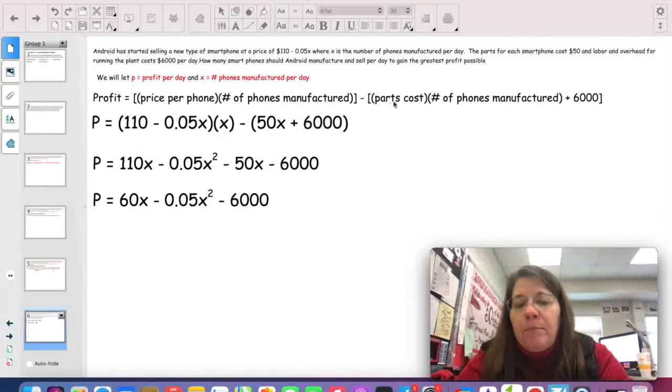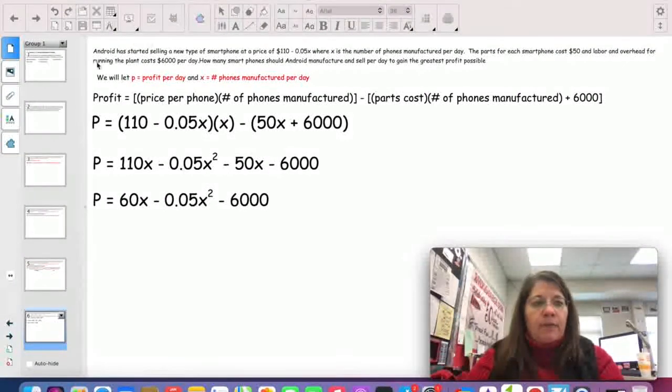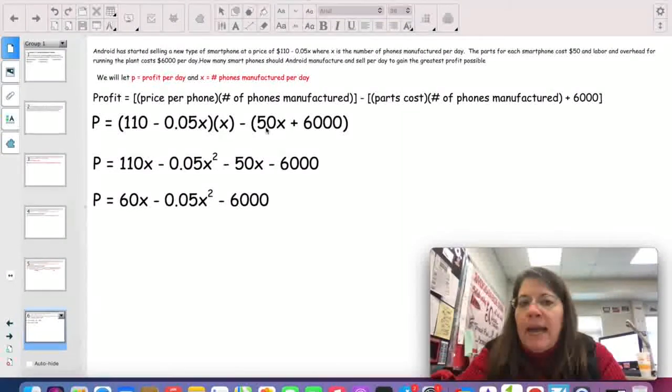Your parts cost, they told us in the reading, was $50 times the number of phones, which was x, plus the amount to run the plant. It says here that running the plant costs $6,000 per day. So that's going to be an additional $6,000 added to the cost that it is to manufacture each phone. So this is total revenue minus total cost to give you your final profit.